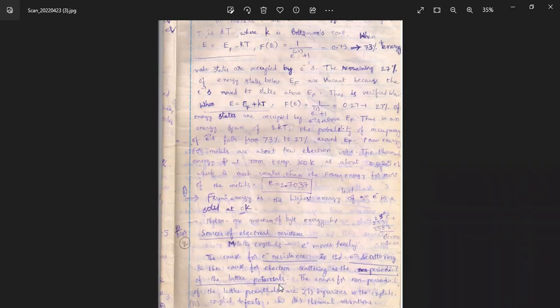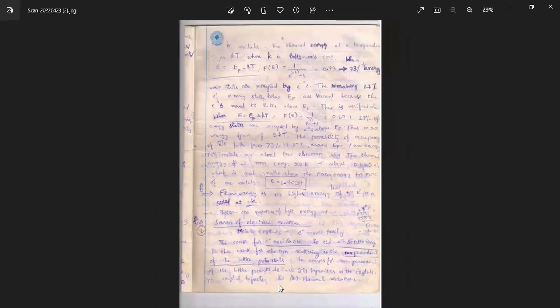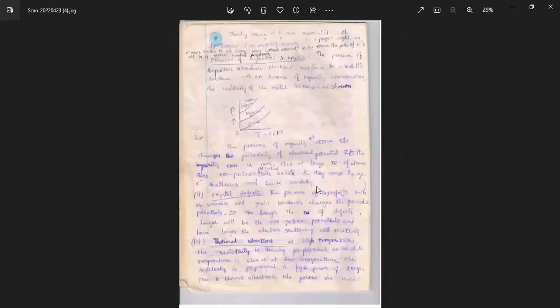Why actually is it experiencing different potentials? Because the non-periodicity of the lattice potentials is because of these things: impurities in the crystals, crystal defects, and thermal vibrations. These are the main reasons for the non-periodicity of the lattice potentials.